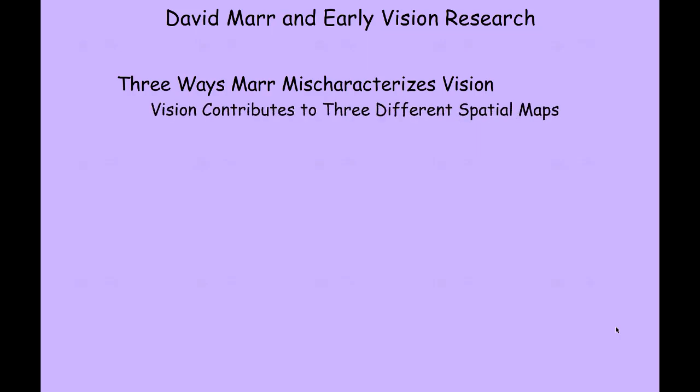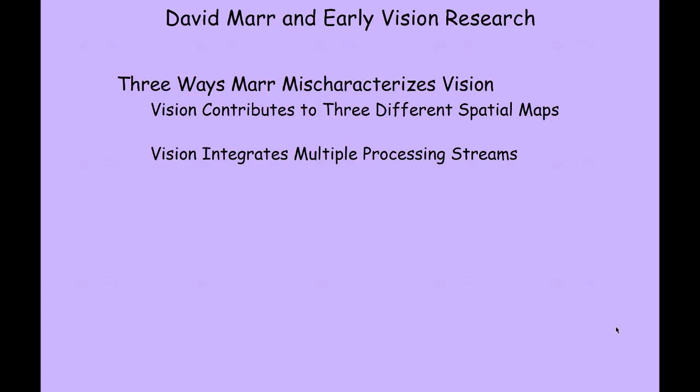So the first problem is that Marr has this view that ultimately we're working through a series of computational operations to create a single general purpose representation of objects and their positions in the world. However, as vision researchers started to refine their understanding of vision, they realized that vision seems to contribute to 3 different sorts of spatial maps with different resolutions and even different origins. And so we'll look at that to end today's lecture.